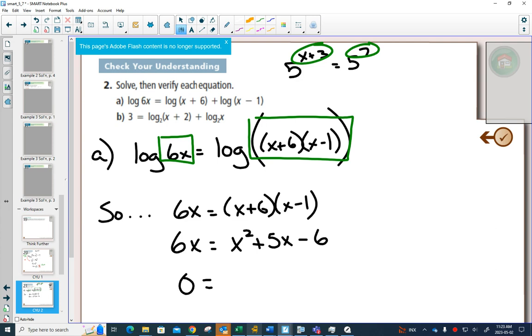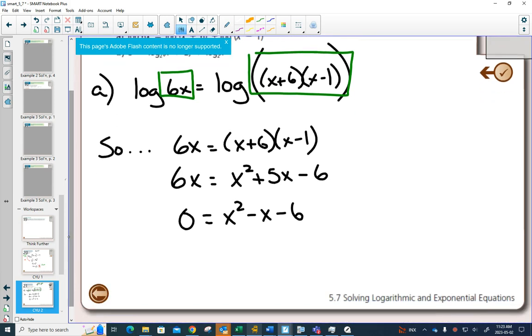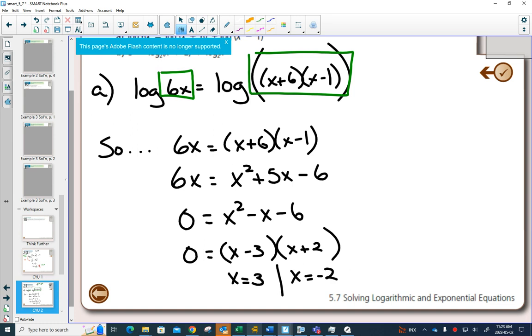Subtract 6x on both sides and combine your like terms. Make it equal to 0. And now you can check, can we factor this? Yes. X minus 3, x plus 2. So x is equal to 3 and x is equal to minus 2.